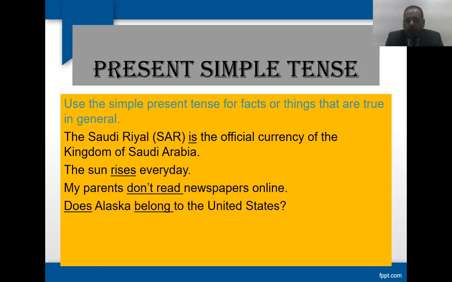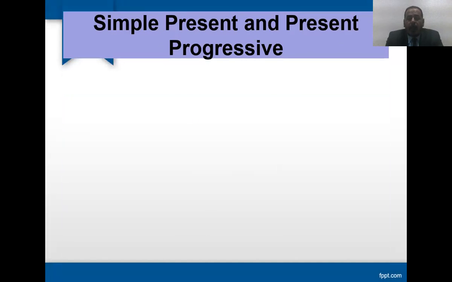And for questions, for asking, we use do or does at the beginning of a sentence. Here we use does for Alaska because it's singular. Does Alaska belong to the United States? Let's move to another part.